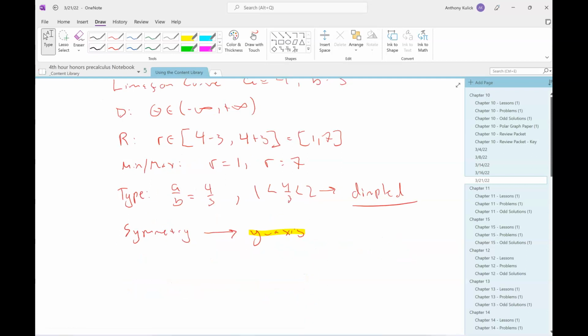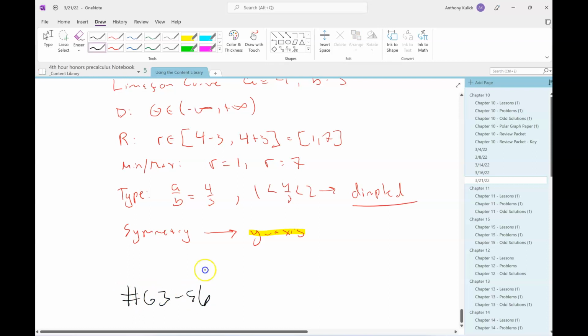So that does it for us. That cleans up this chapter. So what we can do now, we can go all the way to 96. So 63 to 96 will be the next problem set. Next time, we're going to do our review day. And then, per popular request, we'll start chapter 11 on Friday. And we'll do the test next week on Tuesday.